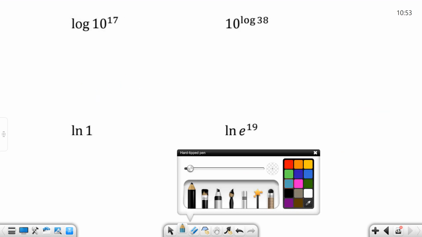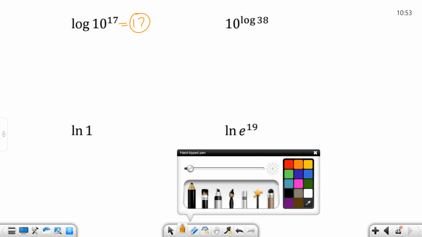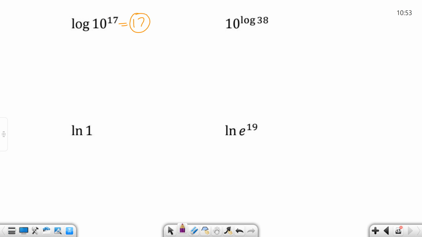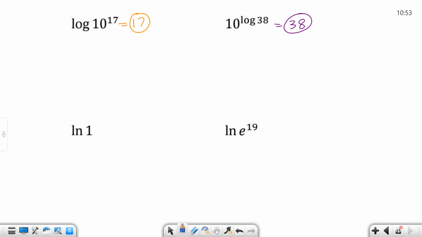All right, so let's keep working these. Again here, log of 10 to the 17th. Again, there's understood 10, so those match up. So if they match up, then my answer is just the power. So this is just going to be 17. And then 10 to the log of 38. Again, this is 10. If these match, 38 is my answer. So this is just going to be 38.